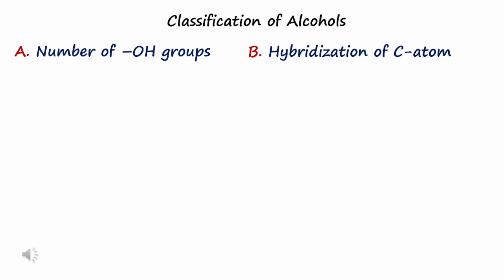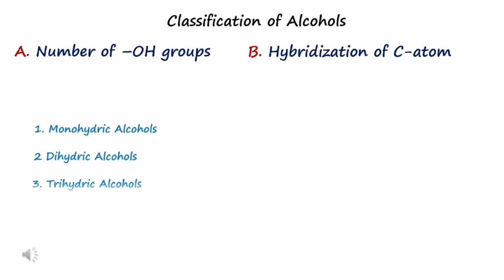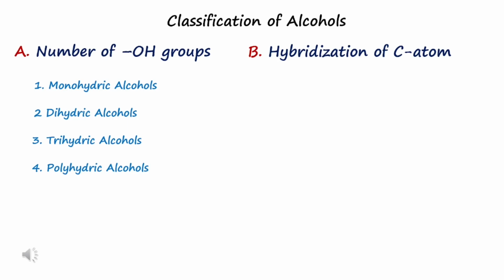Alcohols are classified mainly into two categories, that is, based on the number of hydroxyl groups and based on the hybridization of carbon atom. In the number of OH groups category, depending on the number of OH groups, that is 1, 2, 3 or many hydroxyl groups, we have monohydric alcohols, dihydric alcohols, trihydric alcohols and polyhydric alcohols.